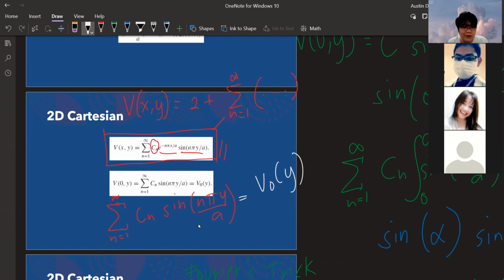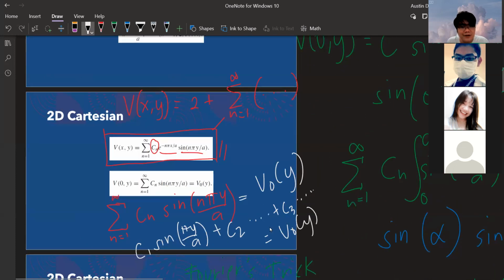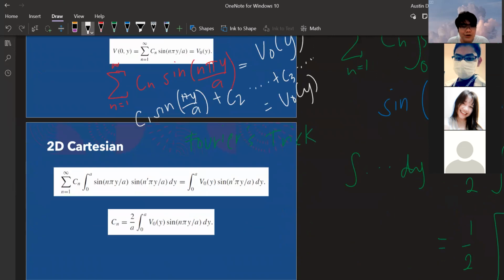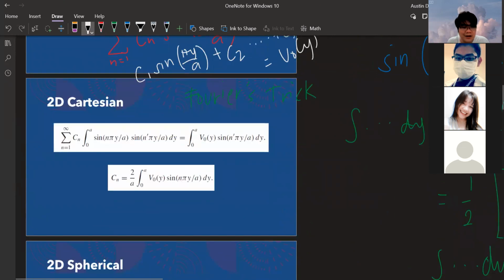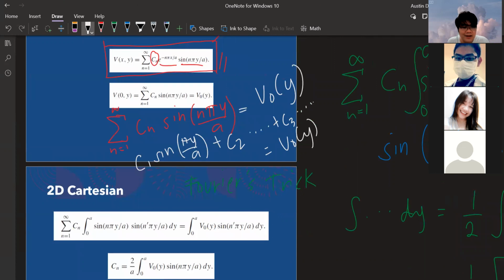Okay? Kasi ang itsura niyan will be C1 sine pi y over a plus C2 plus C3 and so on, and equals to V naught of y. How do you solve for C? Di ba? Napaka-complicated niyo. So, ginawa ni Fourier is that nag-introduce siya ng some factor that will easily isolate C of n, Cn.